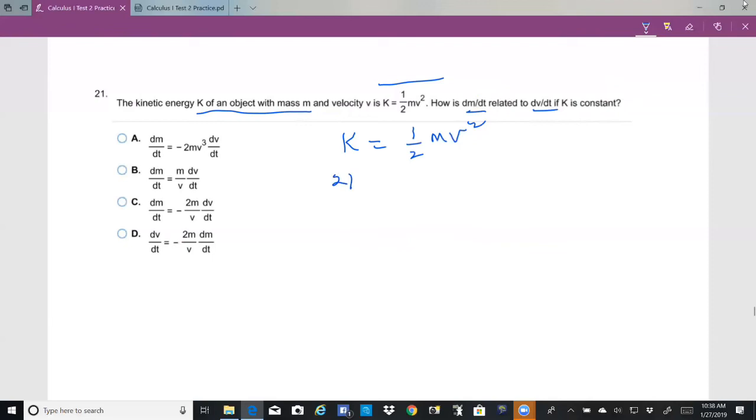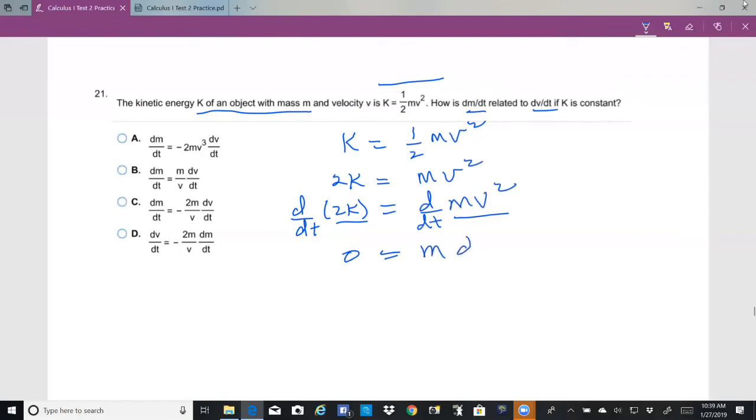And I get 2K equals mv squared. Now I want to take the derivative of both sides with respect to t. First of all, d/dt of 2K, since K is a constant, is 0. Now I've got a product, mv squared. m and v are both variables. So it's the first times d/dt of v squared plus the second, which is v squared, times d/dt of m.